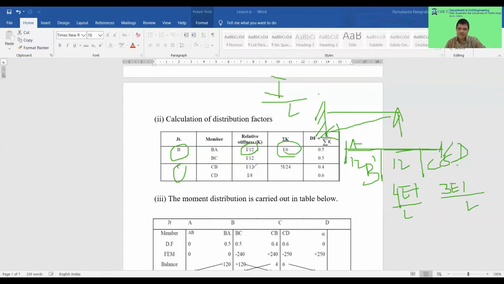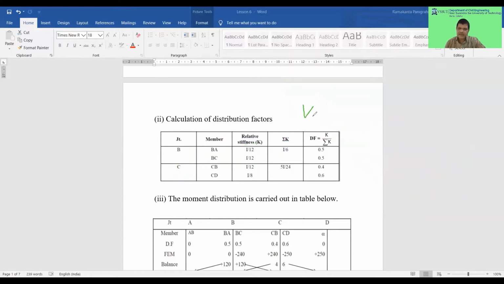Sigma K is K1 plus K2. Sorry, it is not 1 by K1 plus 1 by K2; it will be K1 plus K2. This is the sigma K, where two members are there. So 1 by 12 plus 1 by 12 becomes 1 by 6. 1 by 6 is the value of sigma K here.